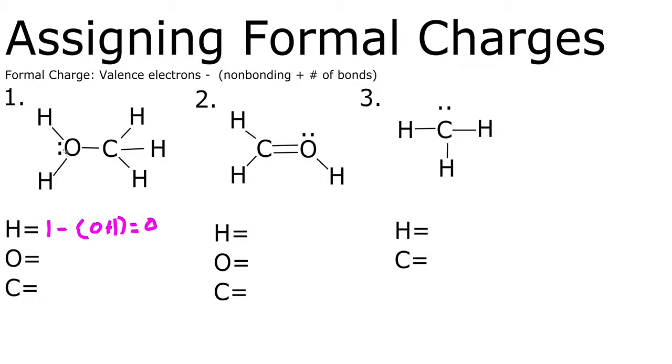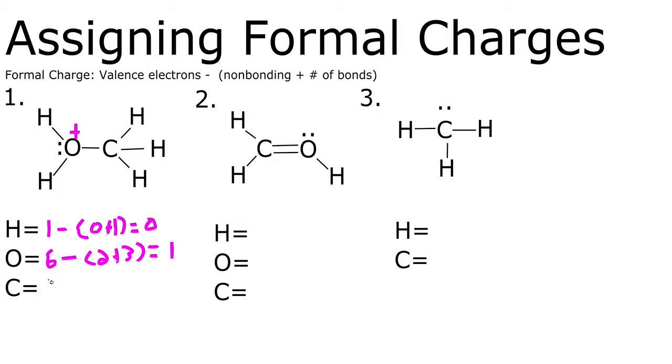So let's look at the oxygen. Oxygen is found in group 16 of the periodic table, so it has 6 valence electrons. It has 1 lone pair, so 2 lone electrons, plus how many bonds does it make? It makes 1, 2, 3 bonds. So it's 6 minus 5, and that equals a positive 1. So we'll put a positive charge right here.